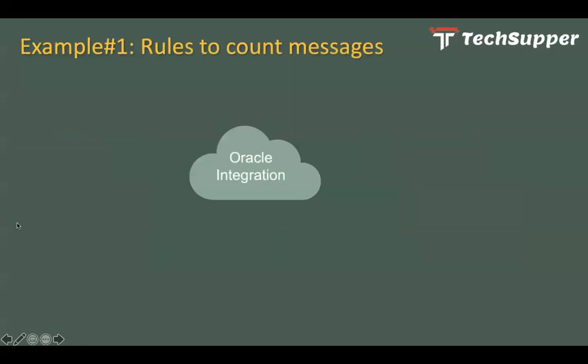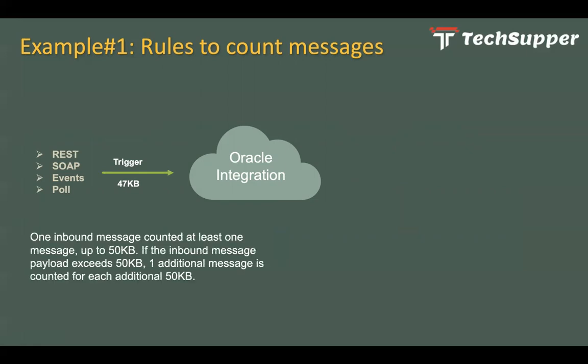Now let me take a few examples of how messages will be calculated for integration. Let's suppose you have Oracle Integration and you have created one REST API, and in that REST API you are sending a payload of 47 KB. In this case, one inbound message is counted, at least one message up to 50 KB. Whether you are sending a payload or not doesn't matter, always one message will be deducted. If it goes beyond 50 KB or 100 KB, it will be counted as one additional message for each additional 50 KB.